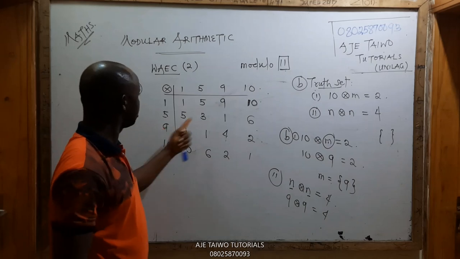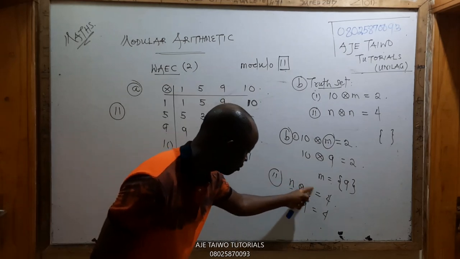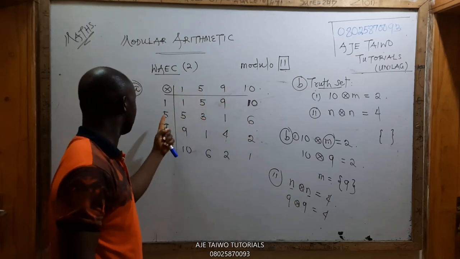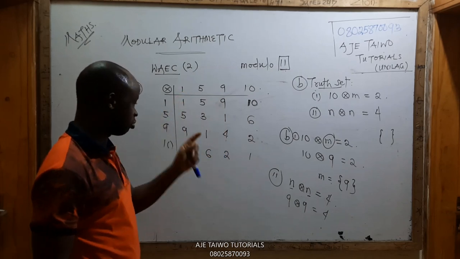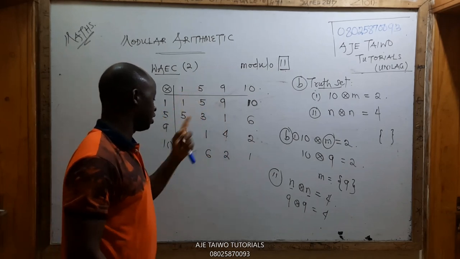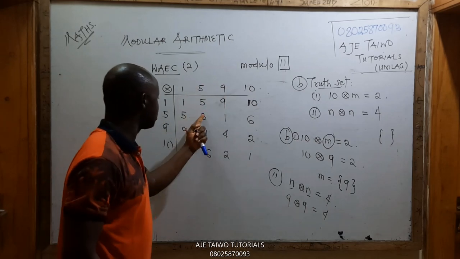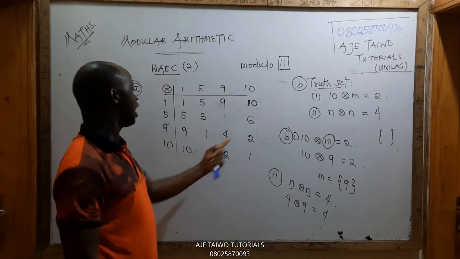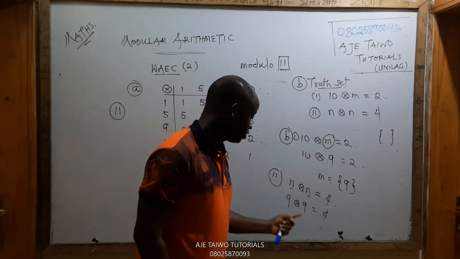It's only 9 times 9 that will give us 4. Don't forget, what you have here and here must be the same thing. So 1, 1 is 1. 5, 5 is 3. You can't say 5, 9 because it has to be the same thing. 5, 5 is 3. 9 and 9 is 4. 10 and 10 is 1. So the only two numbers that gave us 4 is just 99.